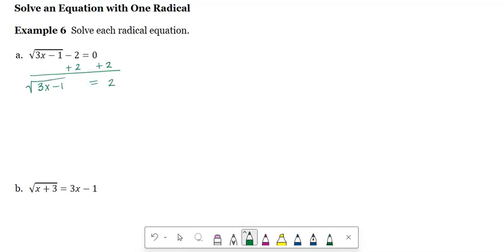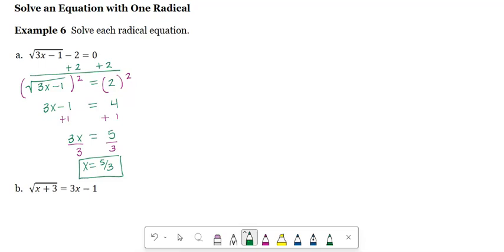So that we can then square both sides of the equation. By squaring the left-hand side, it's going to get rid of that square root symbol. And now I have a simple equation that I know how to solve. I'll add 1 to both sides. So 3x is equal to 5, and then I'll divide both sides by 3. And so I'm getting that x is equal to 5/3.